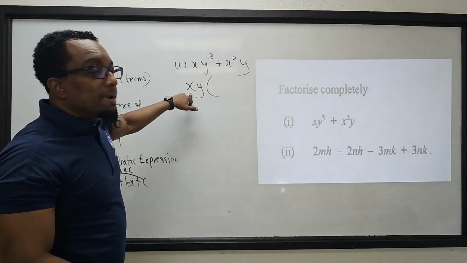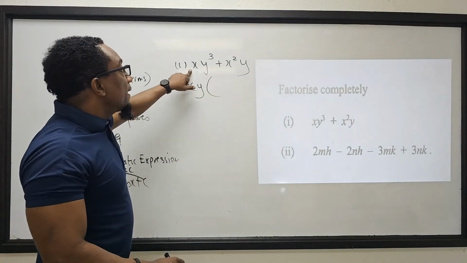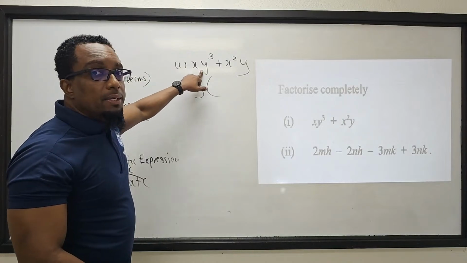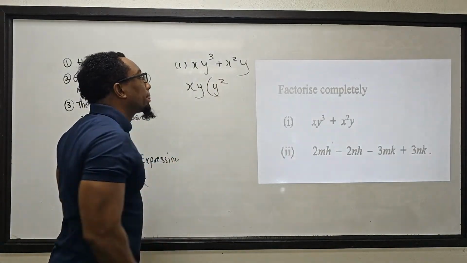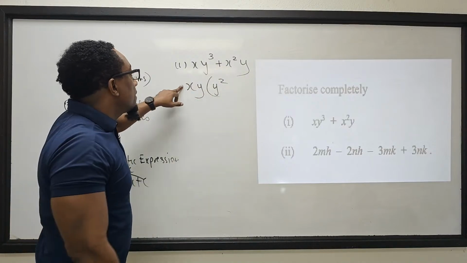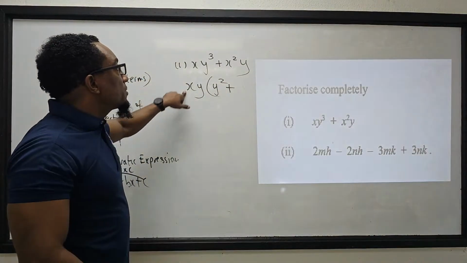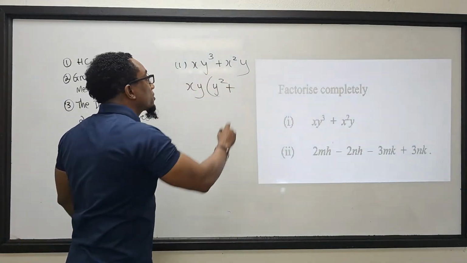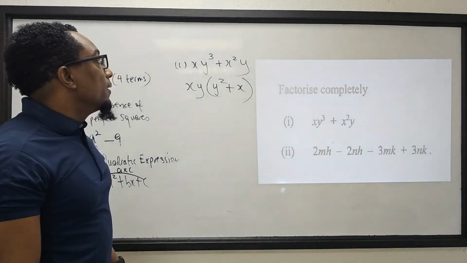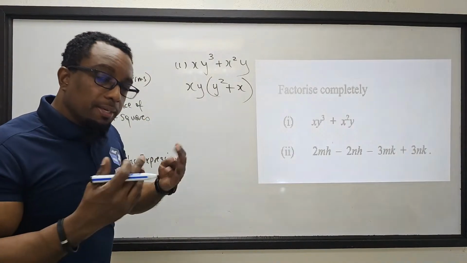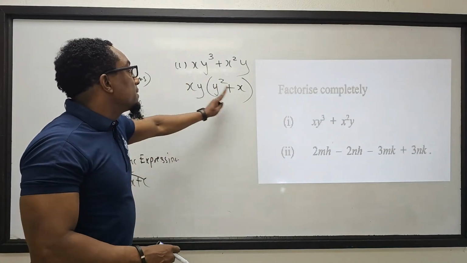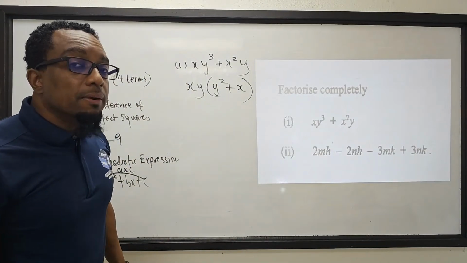Let me divide this highest common factor into each term. X divided into itself will give you 1. And y divided into y cubed will give you y squared. Let me divide the highest common factor into the second term. A plus divided by a plus is a plus. X divided into x squared will give you x. And y divided into itself is 1. So therefore, y squared plus x will be what is obtained in brackets. And the highest common factor is xy. We have represented it as the product of factors, you have factorized.